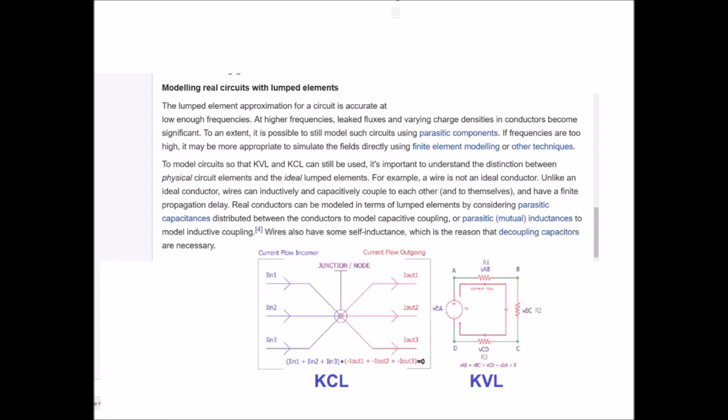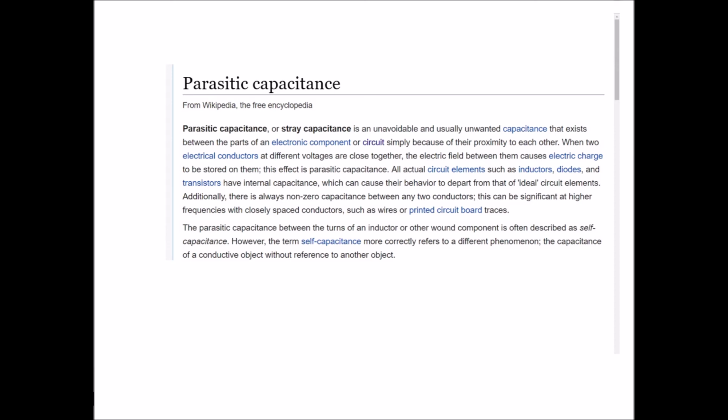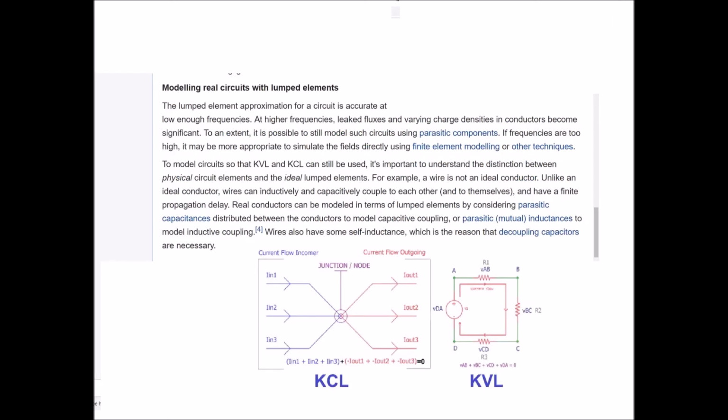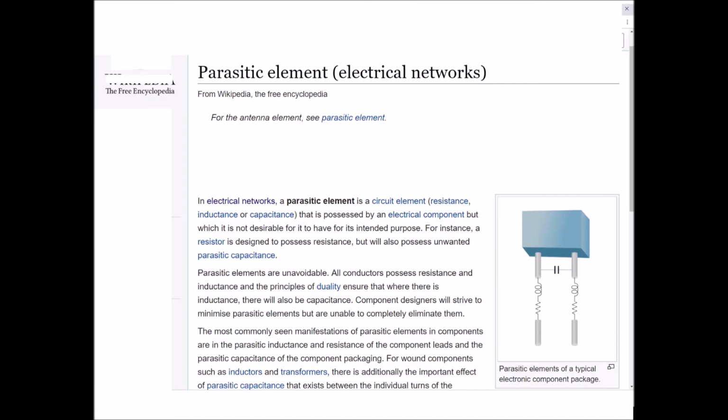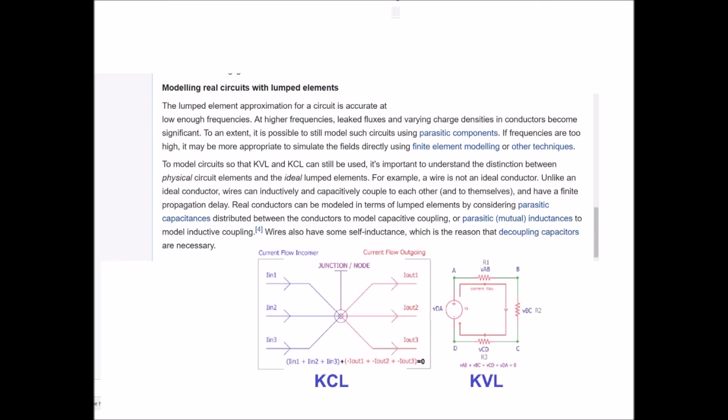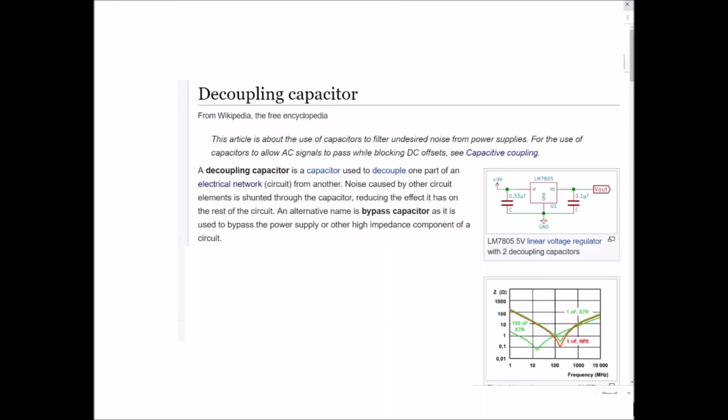It's important to understand the distinction between physical circuit elements and the ideal lumped elements. For example, a wire is not an ideal conductor. Unlike an ideal conductor, wires can inductively and capacitively couple to each other and to themselves, and have a finite propagation delay. Real conductors can be modeled in terms of lumped elements by considering parasitic capacitances distributed between the conductors to model capacitive coupling, and parasitic mutual inductances to model inductive coupling. Wires also have some self-inductance, which is the reason that decoupling capacitors are necessary.